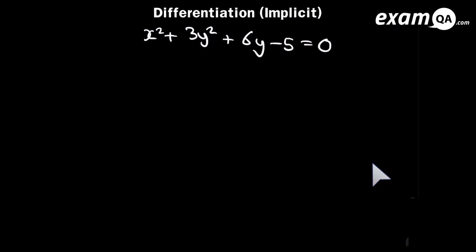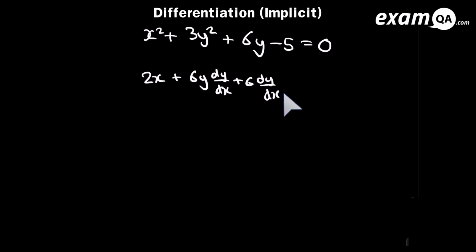Let's have a go at another one. So x squared, of course, becomes 2x. And this will become 6y. But of course it's not x, so you need to put in that dy dx. And the 6y differentiates to just plus 6. And of course you have that dy dx again. Minus 5 just disappears. And 0 just stays as 0.